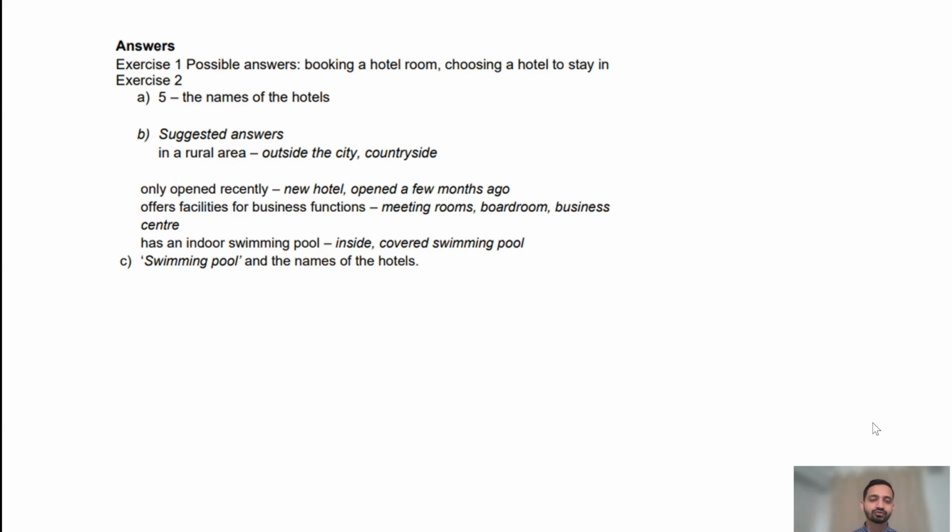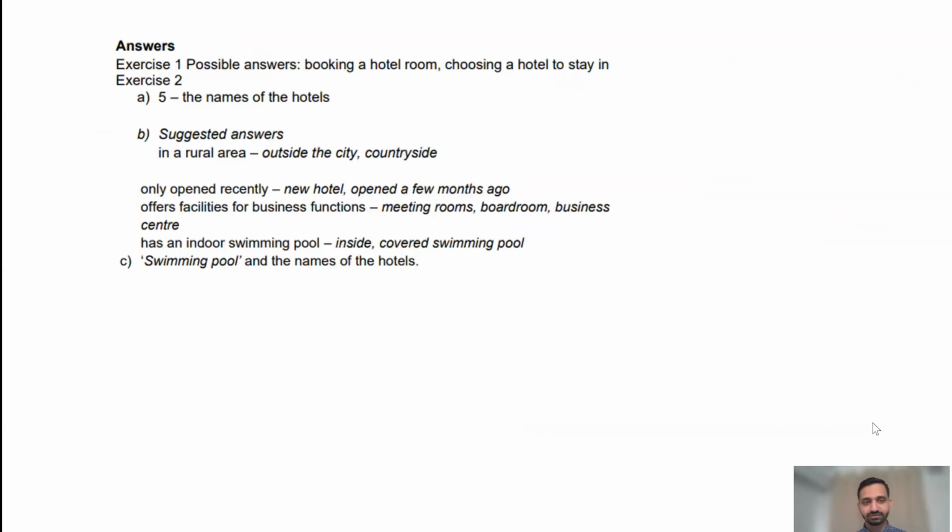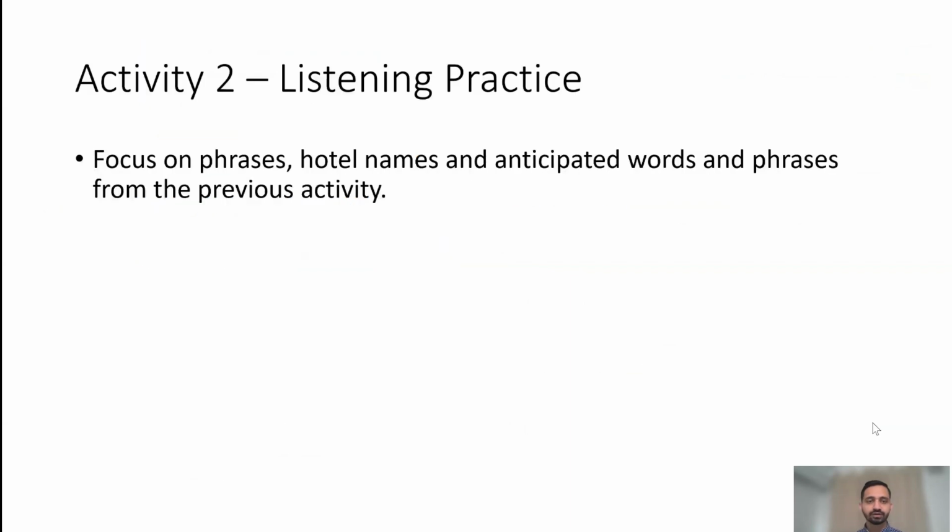Has an indoor swimming pool. It may not say that, it may just say the swimming pool is inside, a covered swimming pool, and things like that. Going back again, are there any words or phrases that might not change? Maybe swimming pool may not change. And the names of the hotels are not going to change. Of course, she will mention the names of the hotels, because they don't have any synonyms. Okay, sounds good. Let's move on.